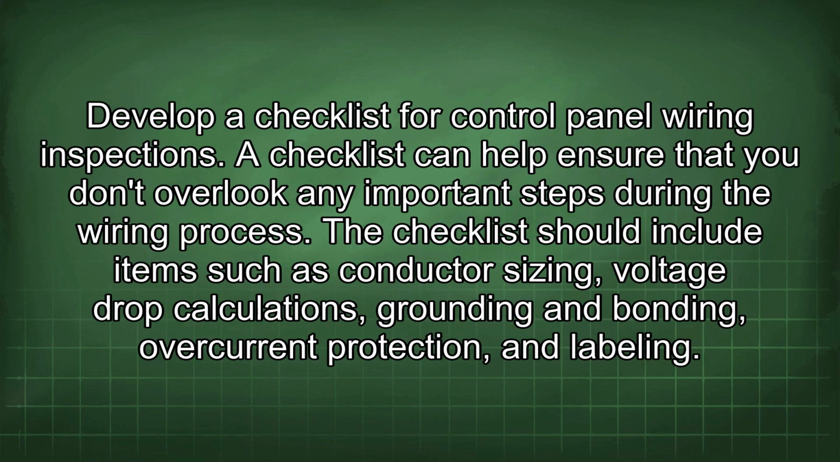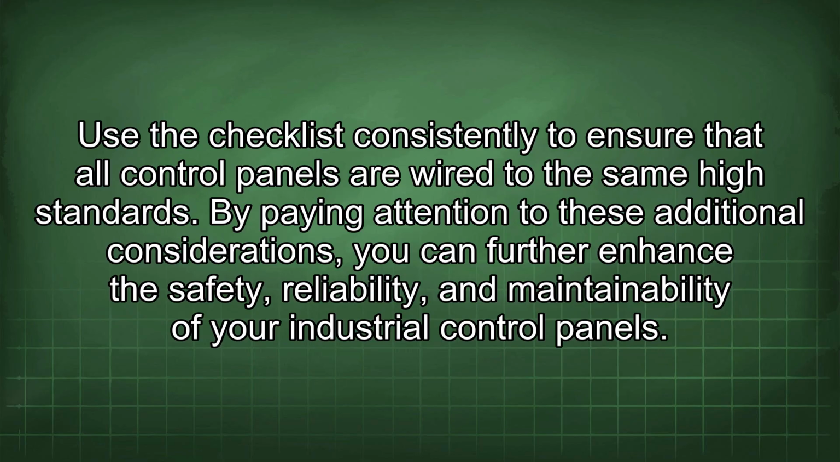Develop a checklist for control panel wiring inspections. A checklist can help ensure that you don't overlook any important steps during the wiring process. The checklist should include items such as conductor sizing, voltage drop calculations, grounding and bonding, overcurrent protection, and labeling. Use the checklist consistently to ensure that all control panels are wired to the same high standards.